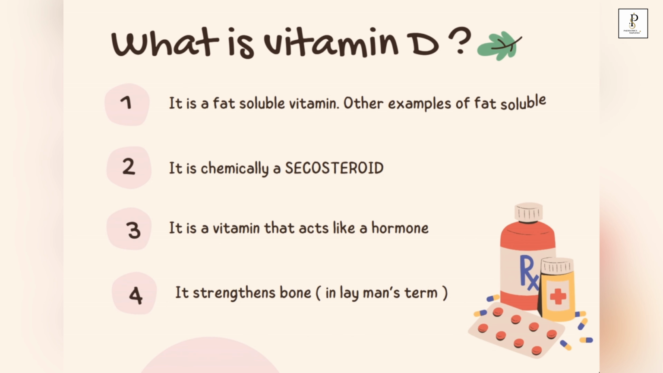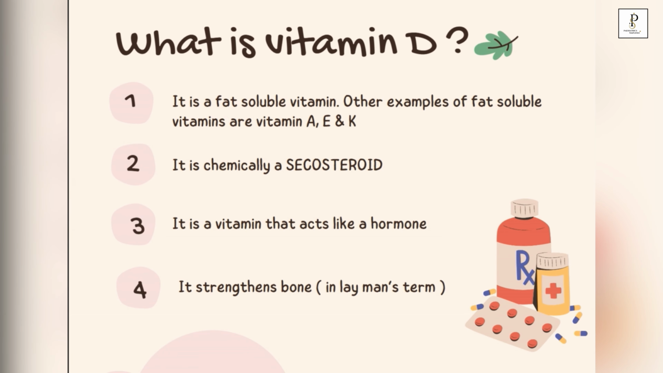Vitamin D is a fat-soluble vitamin, and other examples of fat-soluble vitamins are vitamins A, E and K. Scientific researchers have shown that vitamin D is actually a steroid. Chemical structure wise, it is a secosteroid. Because its structure is similar to a steroid, its action is also like that of a hormone. Common people know vitamin D to be a factor that strengthens bone. Well, that is right, but vitamin D's function is not only limited to bones. It performs various other functions across cells in the body, and we are going to discuss all about it in the coming slides.